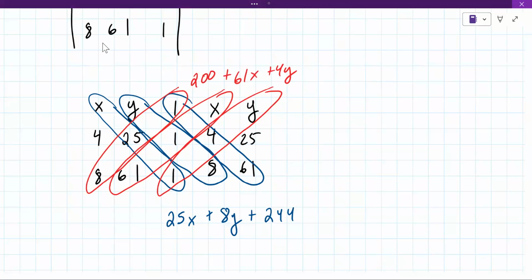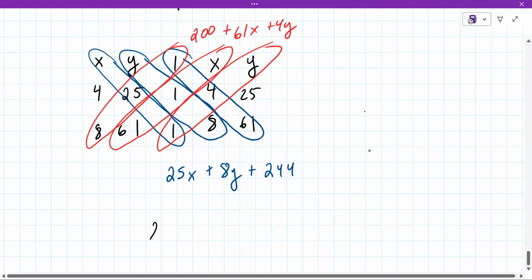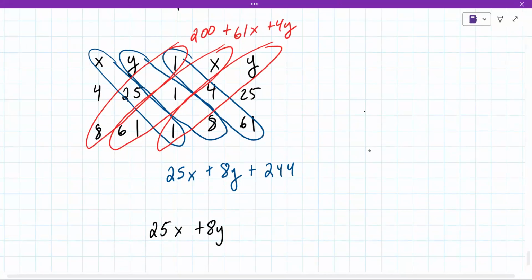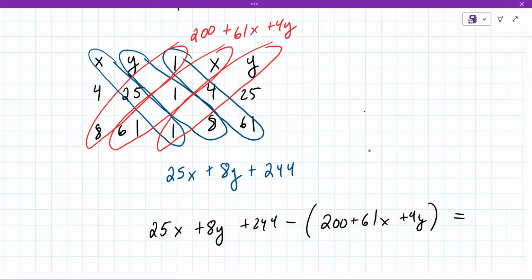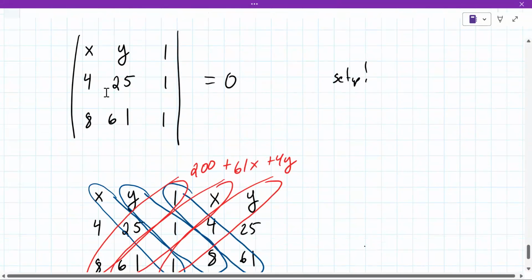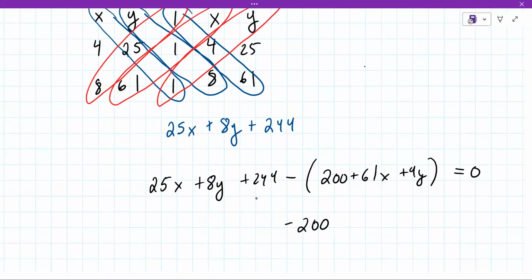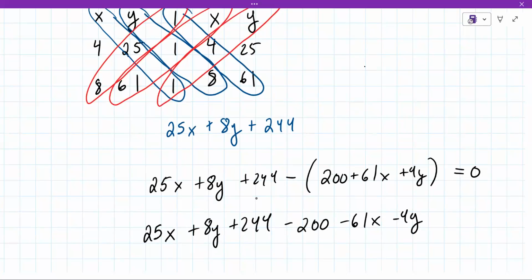Okay. All right, so you do bottom minus top. So you have this 25x plus 8y plus 244 minus 200 plus 61x plus 4y. This time it equals 0. The reason it equals 0 is if you go back and look at the setup here, you have to set it equal to 0. The determinant of this thing equals 0. All right. So you have to distribute the negative. Like this.